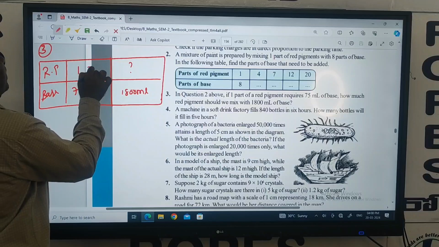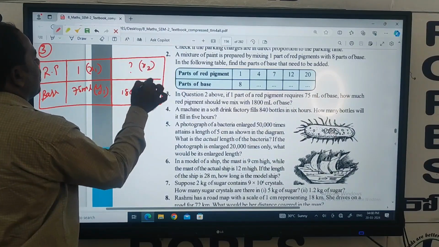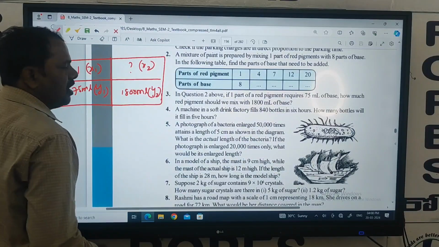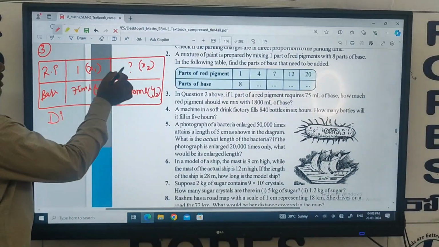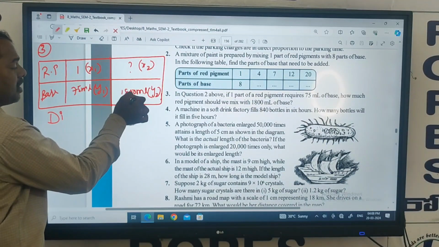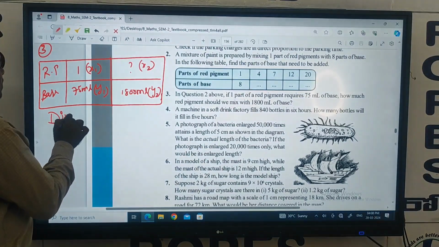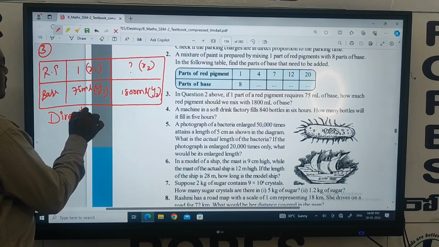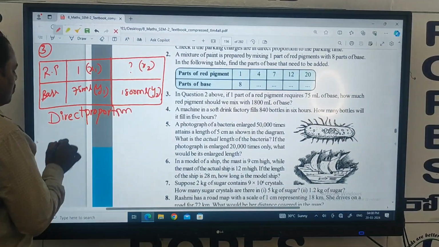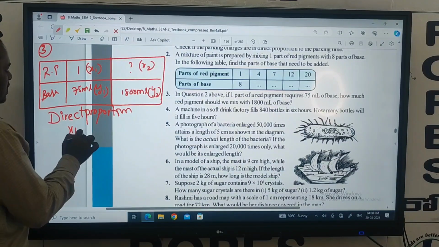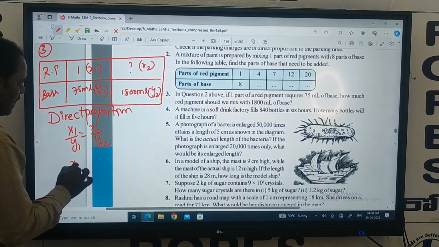Let us take this one as x1 and this as y1, and this as x2 and this as y2. So it is direct proportion. Here one part is 75 ml, so here it is 1800 ml, then automatically the red pigment will also increase. So it is in direct proportion. So x1 by y1 is equal to x2 by y2. Here we have to find x2.